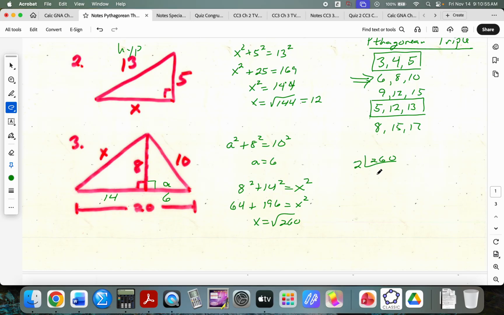So we can divide this by 2, and that's 130. Divide that by 2, and that's 65. 65 is divisible by 5, and that's 13. So I've got the square root of 2 times the square root of 2 is 2. And I've got the square root of 5 and the square root of 13 still left. So that's the square root of 65.